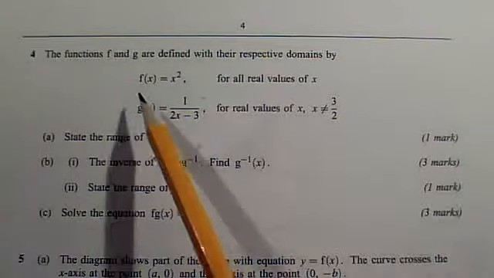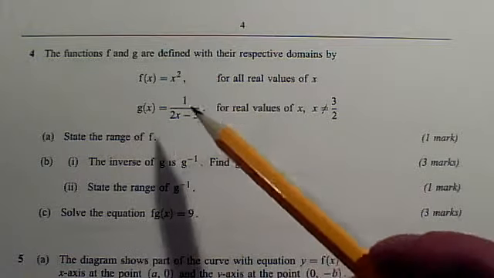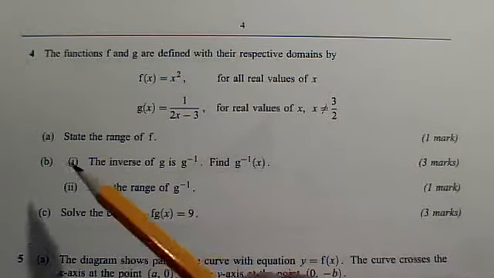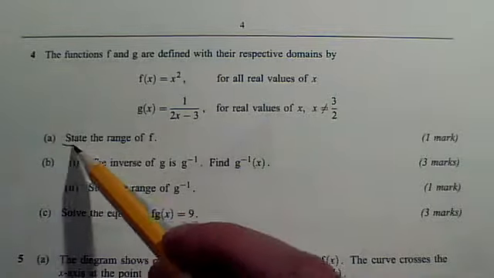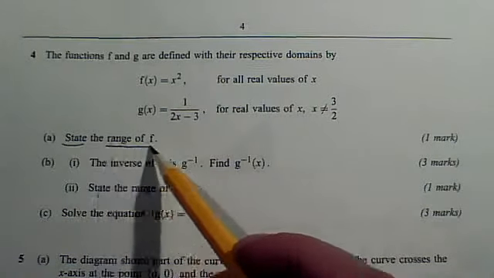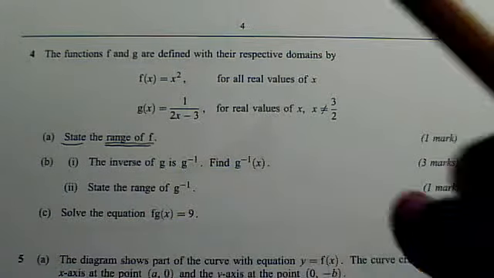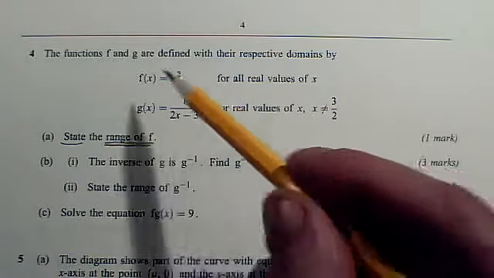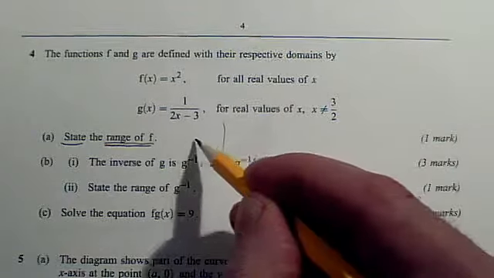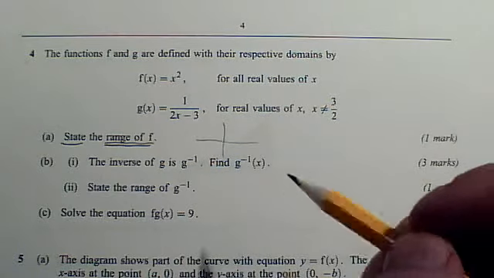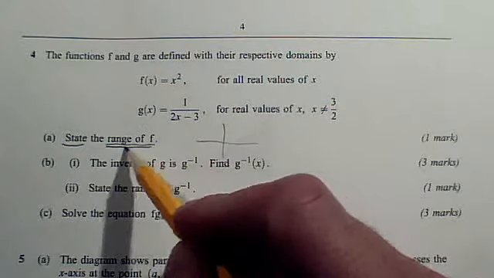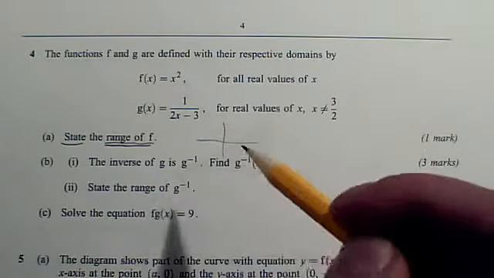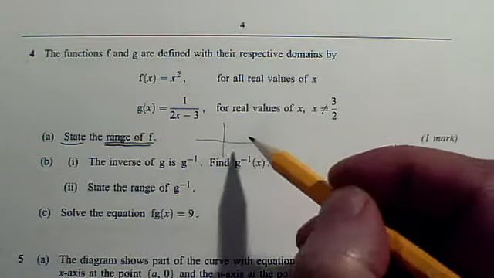Okay, here we've got the functions question with two functions f and g and their domains. We've got to start by stating, just write down, the range of f. So the range of a function that you've got as a rule with its domain, you need to sketch the graph. So you sketch the graph of f of x, it's a nice easy one, and you think about the range of the y values you can get out, so you think about the y values of this.